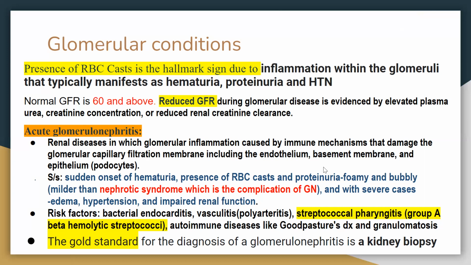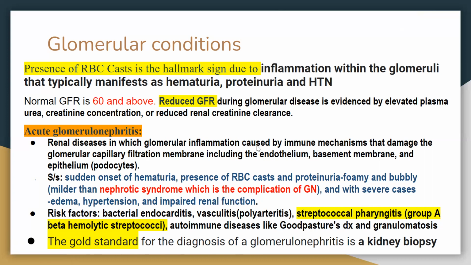Acute glomerulonephritis, the highlighted areas are very important. Patients who had streptococcal pharyngitis are at high risk for this infection. Also patients with vasculitis or polyarteritis, bacterial endocarditis, and autoimmune diseases. But the gold standard to diagnose this condition is kidney biopsy. Study that. RBC cast, relationship to hematuria, proteinuria, and hypertension, streptococcal pharyngitis with group A beta-hemolytic streptococci, and also patients who will have edema, hypertension, and impaired renal function in severe cases. These are all key points, okay?